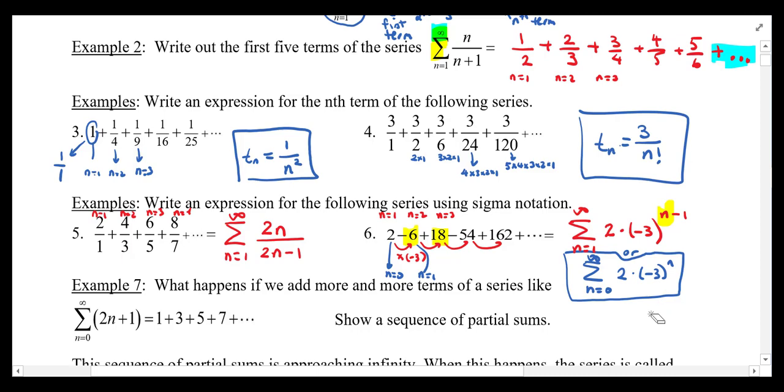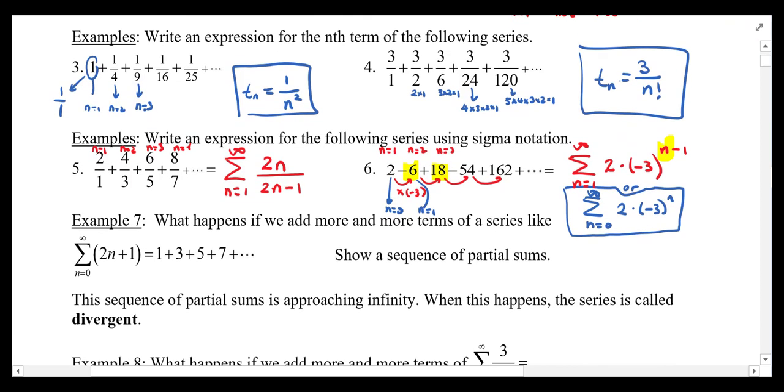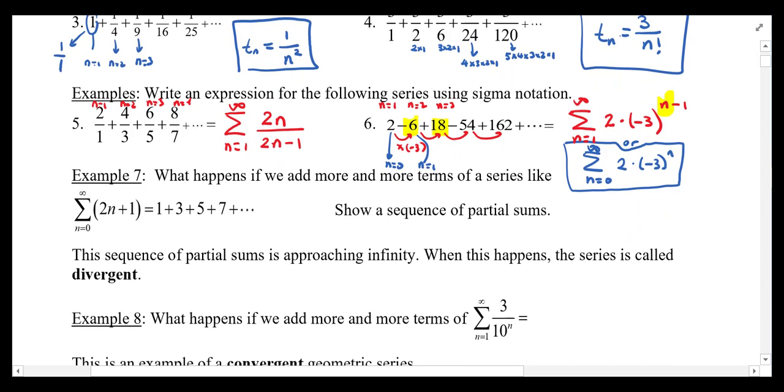Okay. So now in example number 7, I'd like you to take a look at this. We've got a sequence starting at n equals 0 to infinity of the expression 2n plus 1. And this time when I plug things in, I get, hey, the value of 1, right? This is when n equals 0. n equals 1, so 2 times 1 is 2 plus 1 is 3. 5, that would be when n equals 2, n equals 3, and so on.